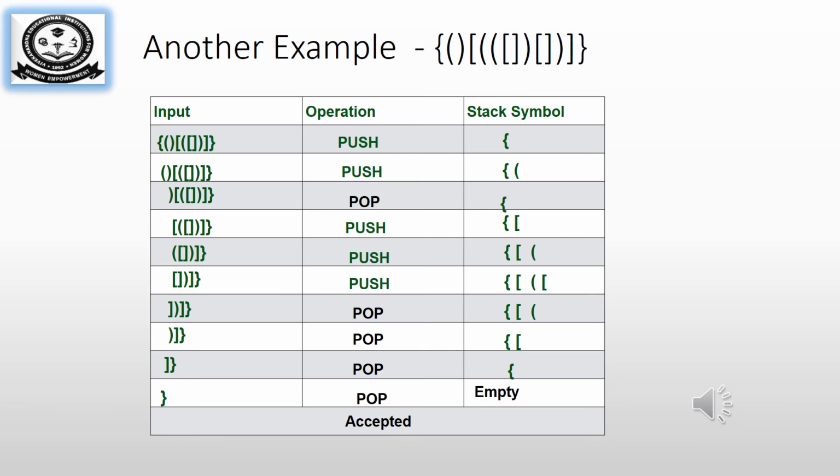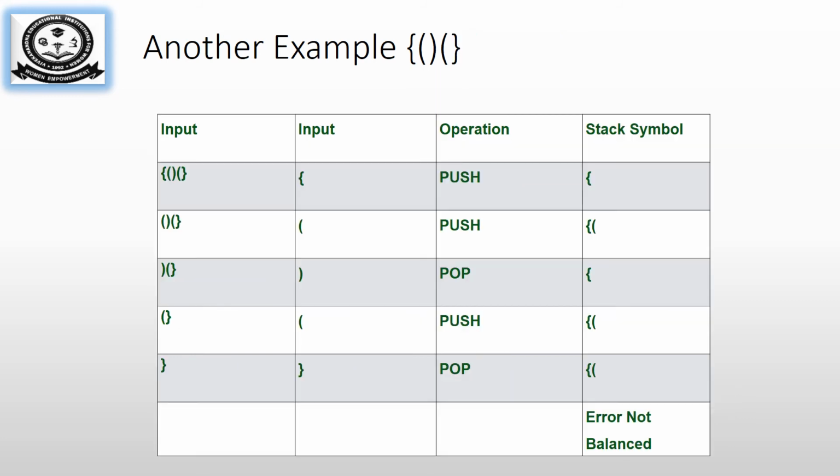Finally you encounter a closing curly brace. The last symbol popped from the stack is an open curly brace. When you reach the end of the string, you can see the stack is empty, so you can say it is a balanced expression. If the stack is not empty, it is considered an unbalanced expression.